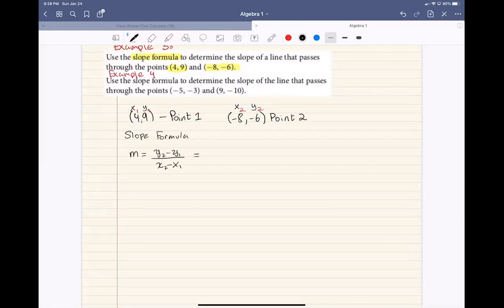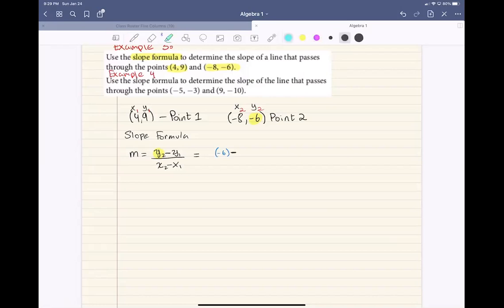Okay. What's y2? Right, y2 is going to be this one right here. So we're going to plug in -6. Remember, whenever we have negatives, we have to put parentheses around them, right? And then this minus sign is right here, so we're just going to keep our minus sign.